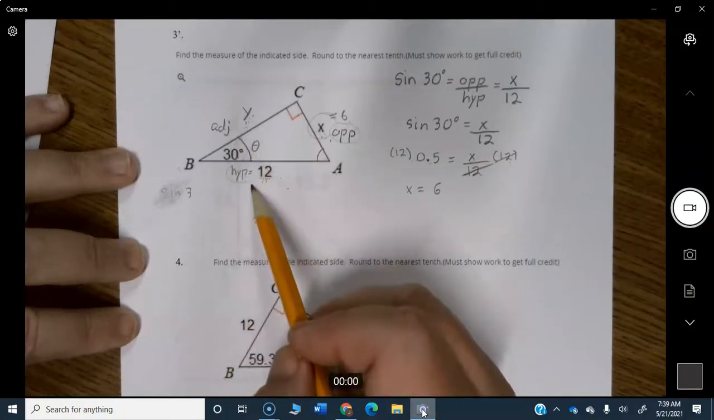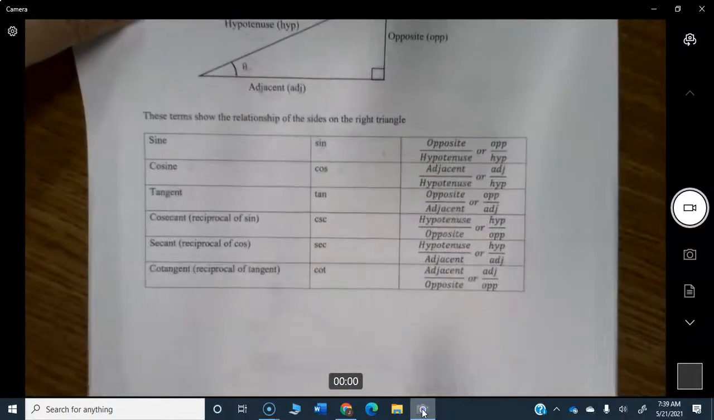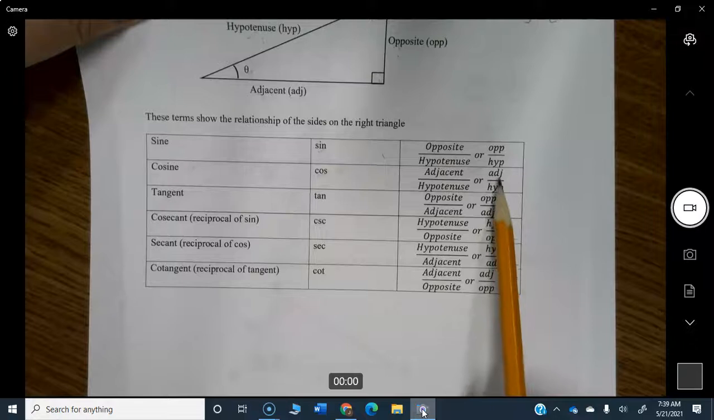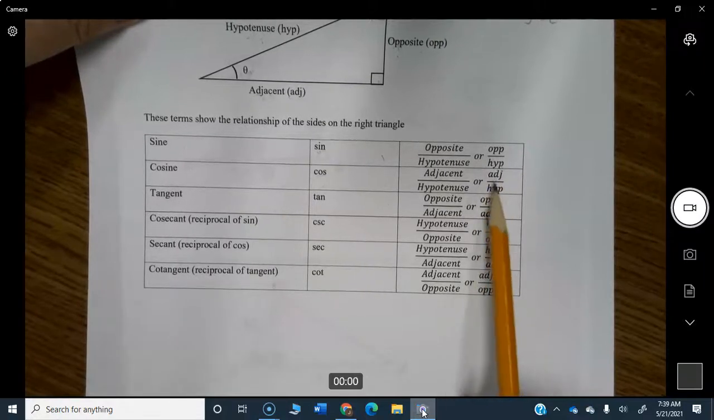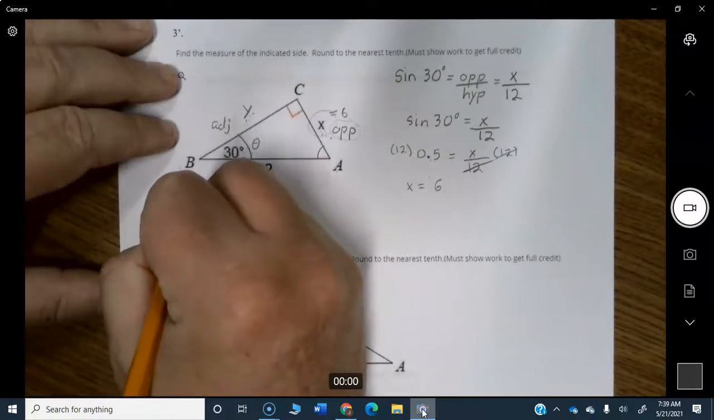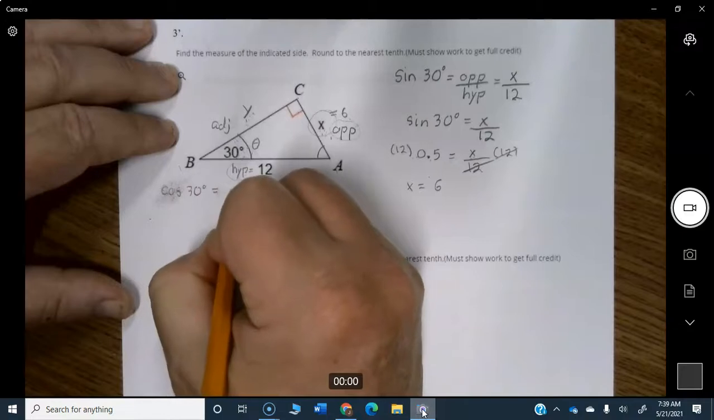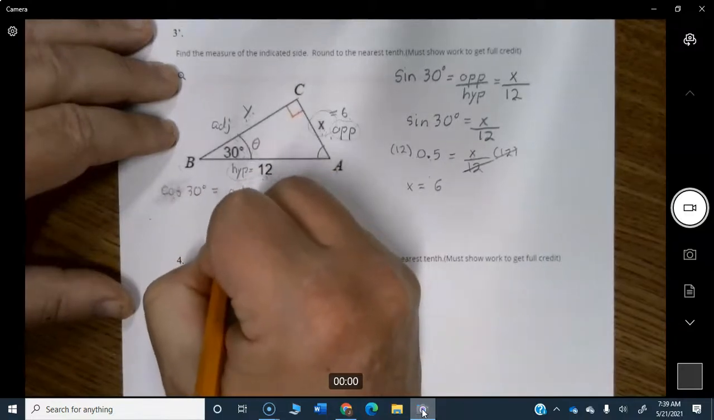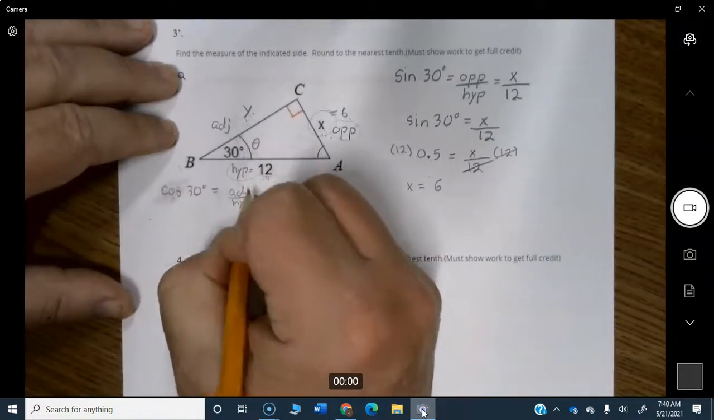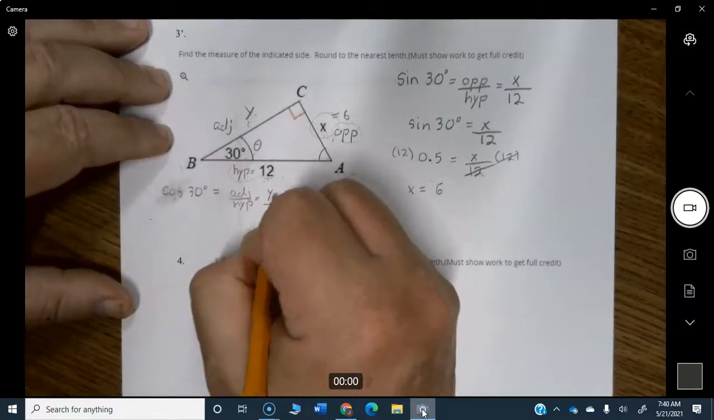So adjacent and hypotenuse, what's the relationship between those? We come over here, we look, and it is cosine, adjacent over hypotenuse. It's the only one of these 3 that has those 2 in it, adjacent over hypotenuse. So it's cosine of 30 equals adjacent over hypotenuse, which equals, here's the adjacent, it's the unknown, y, over 12.